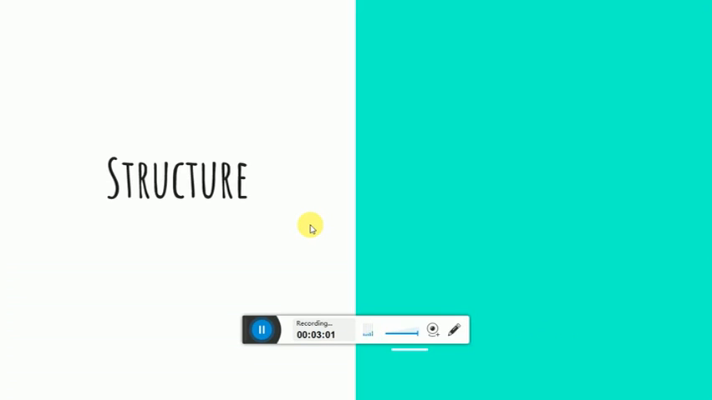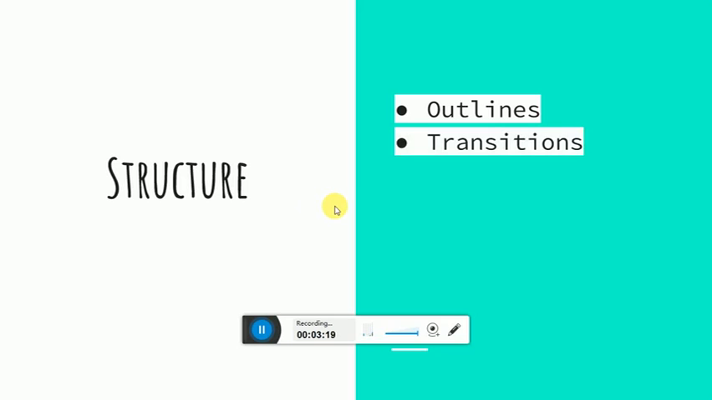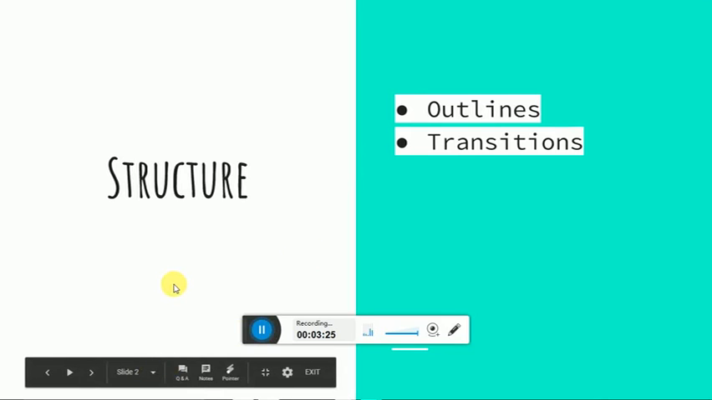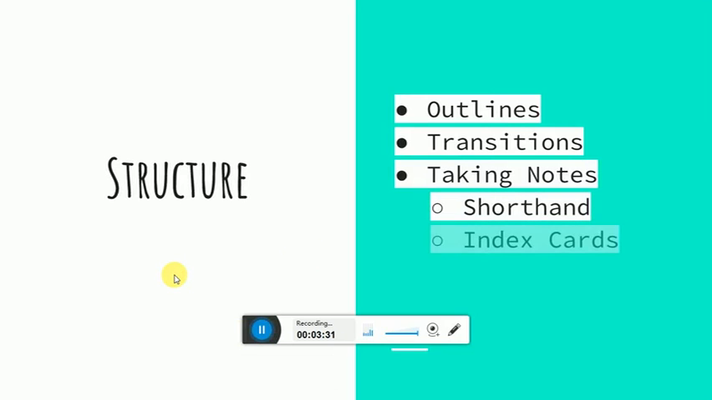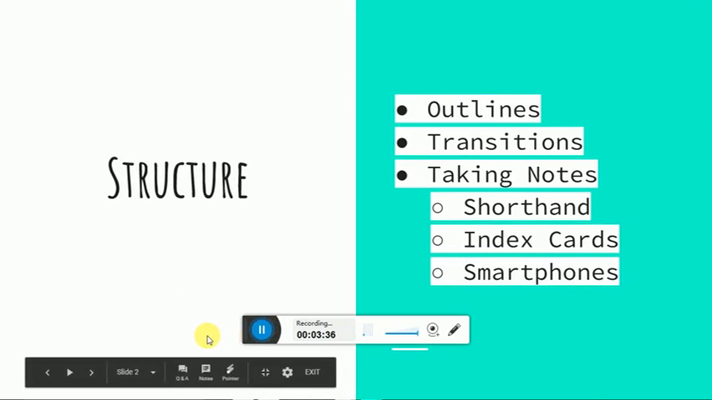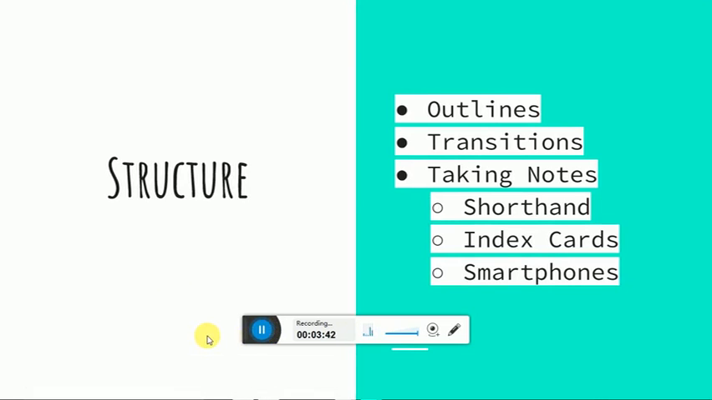Alright, so we're going to talk first about structure. Structure is the general topic for today. First there are outlines, which we'll talk about in a minute, and transitions. Then we're going to talk about taking notes, which is going to include shorthand, index cards, and smartphones. Generally, an outline is a written structure of something that you use as a scheme or a scaffold for what you're going to write.